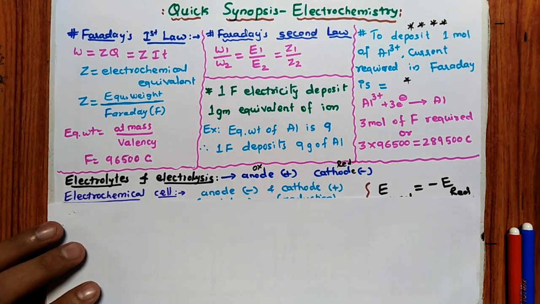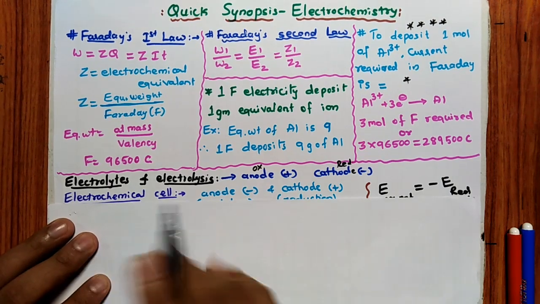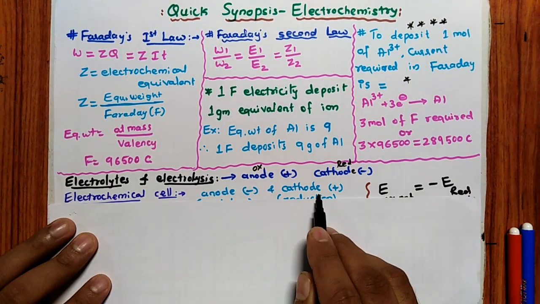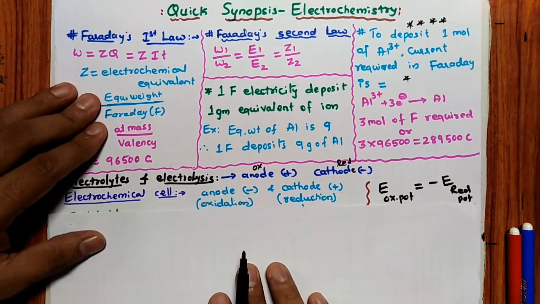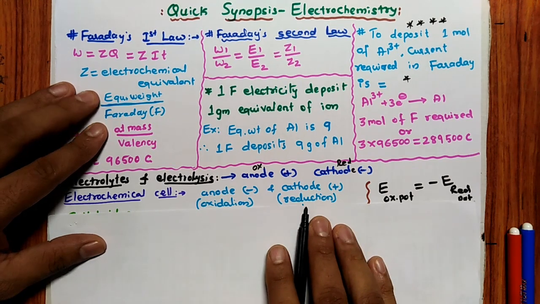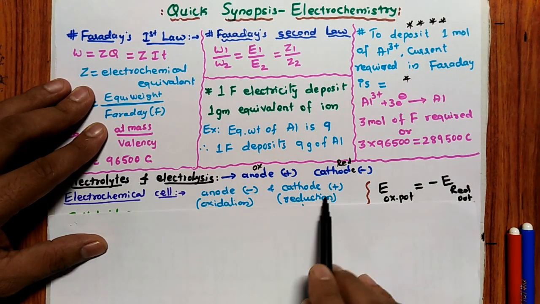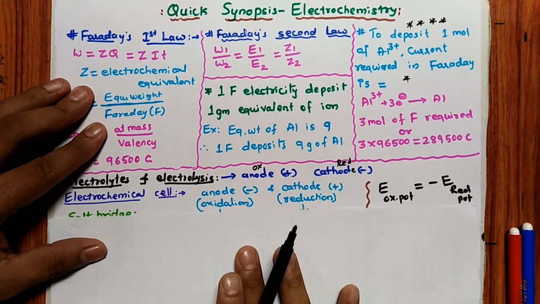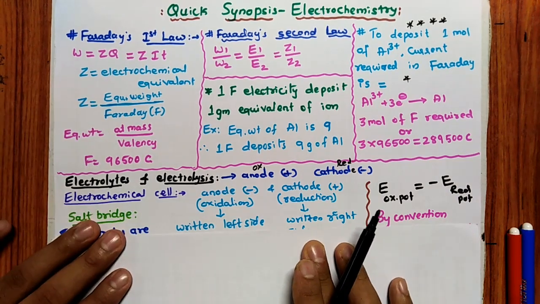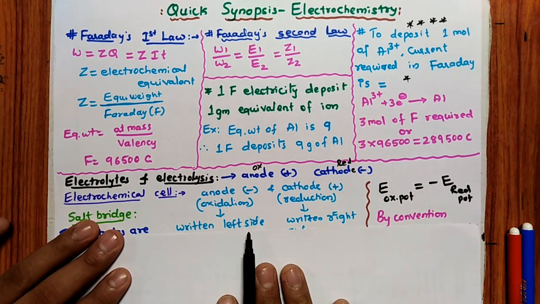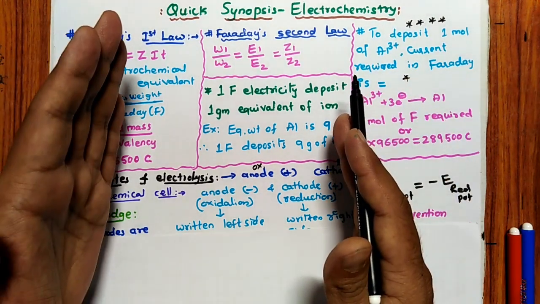But if I consider an electrochemical cell like a galvanic cell, remember, anode is negative, cathode is positive. Anode is where oxidation takes place, cathode is where reduction takes place. There is no change. And while writing the cell representation, the anode should always be written on the left side and the cathode on the right side.